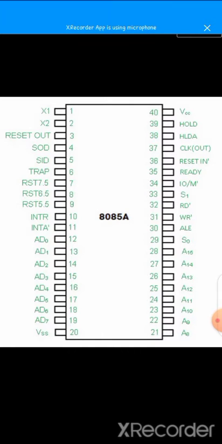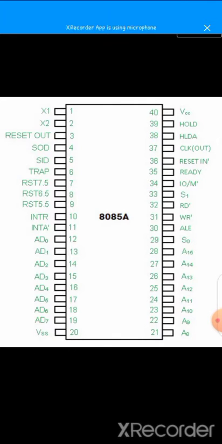We said earlier RST 7.5, RST 6.5, RST 5.5 and INTR. These are interrupts. Whenever these interrupts are enabled, the INTA bar will be 0, that is, the microprocessor provides an active low signal.